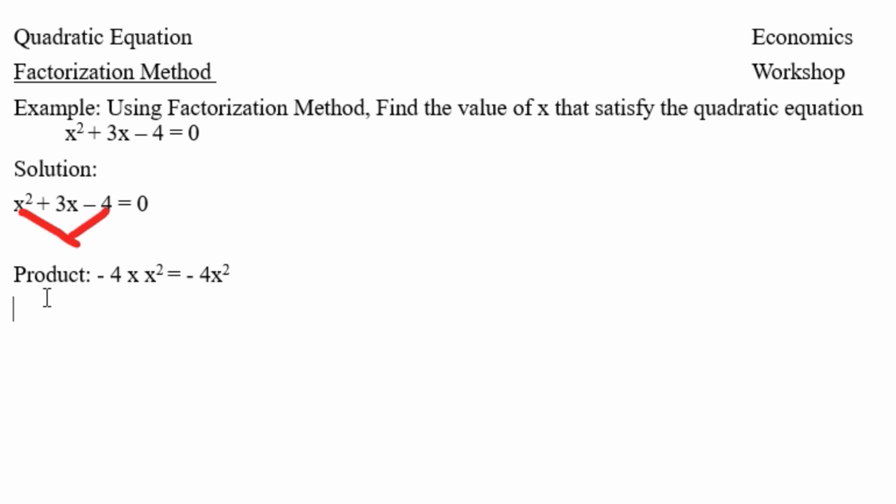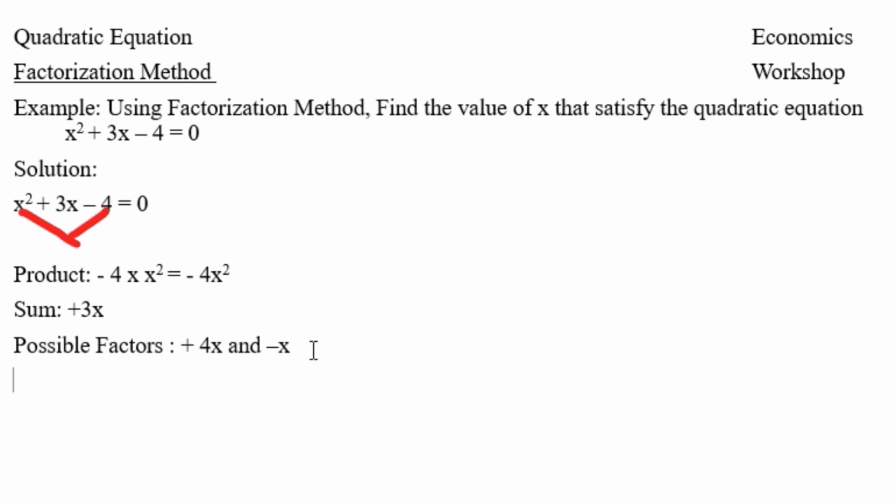So the next step is to find the two factors whose product is minus 4x squared and whose sum is plus 3x. So we need two factors whose product is minus 4x squared and their sum is plus 3x. So the possible factors are plus 4x and minus x. These are the two possible factors.